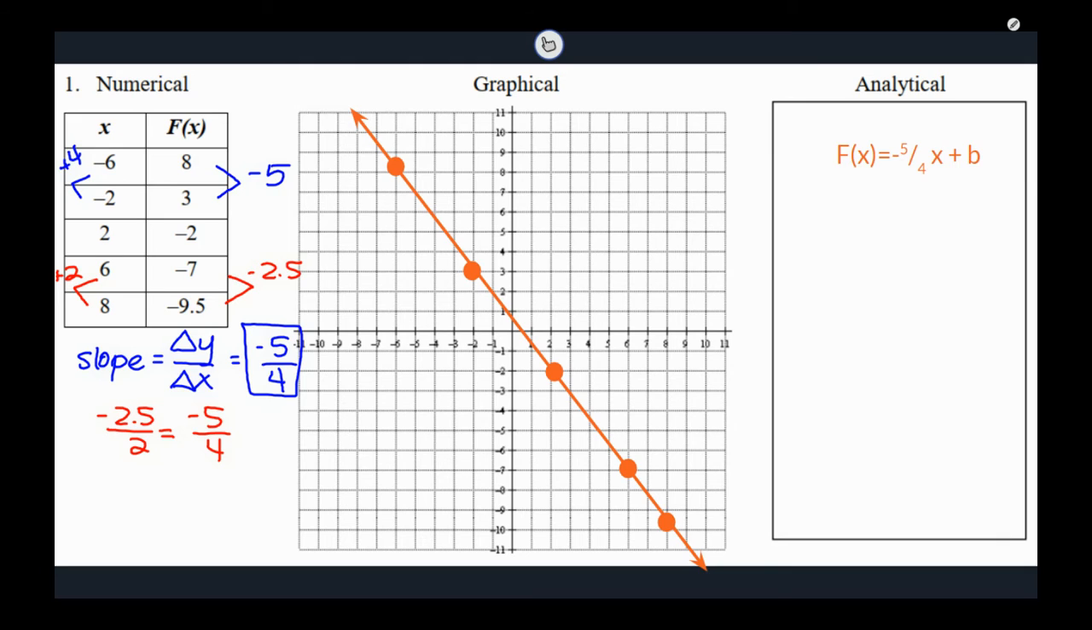So how can I solve for it? Anybody have an idea? Yes. Plug in the point. Yep. Plug in the point. Does it matter which one? No. Nope. Pick your favorite, plug it in, and then solve for b. So I use the point -6, 8. And -5/4 times -6 is positive 15 over 2.